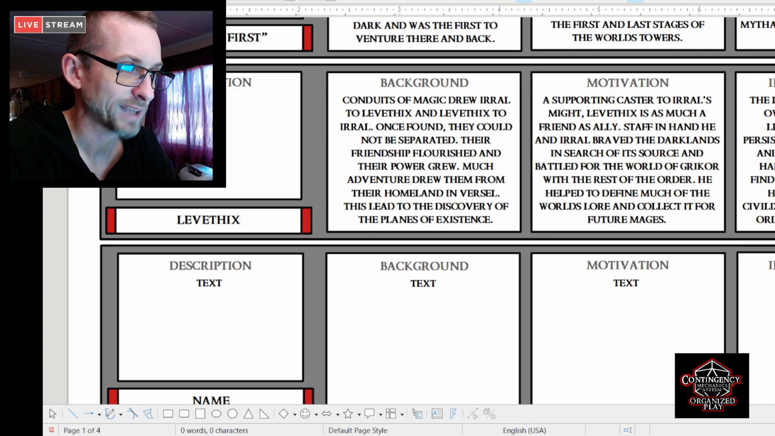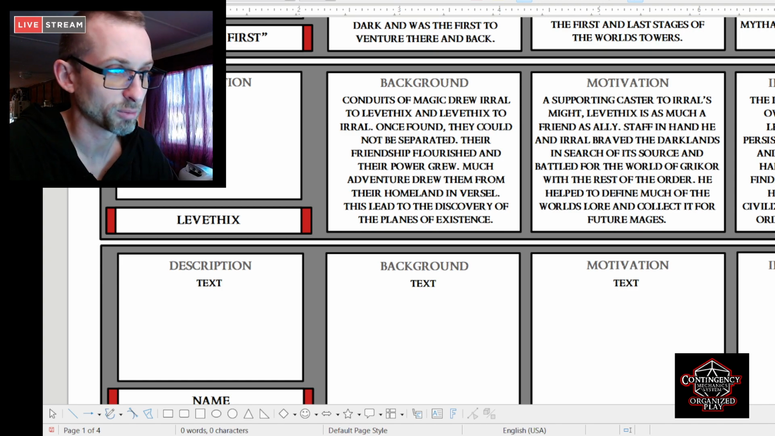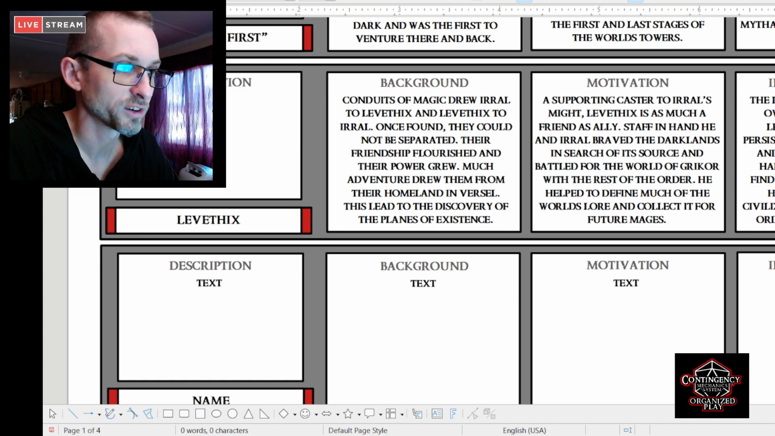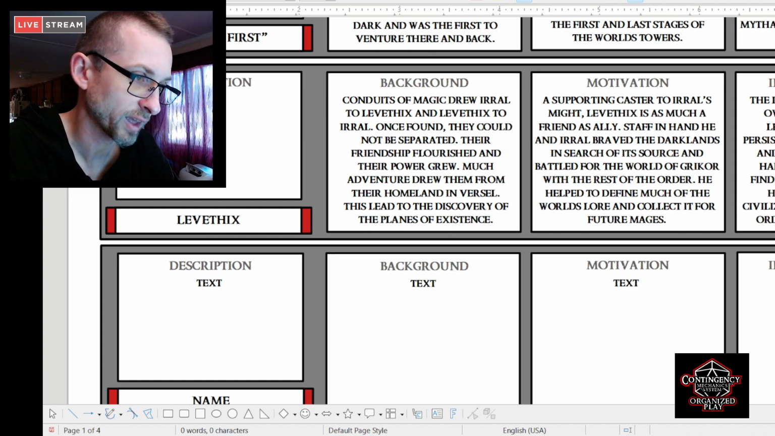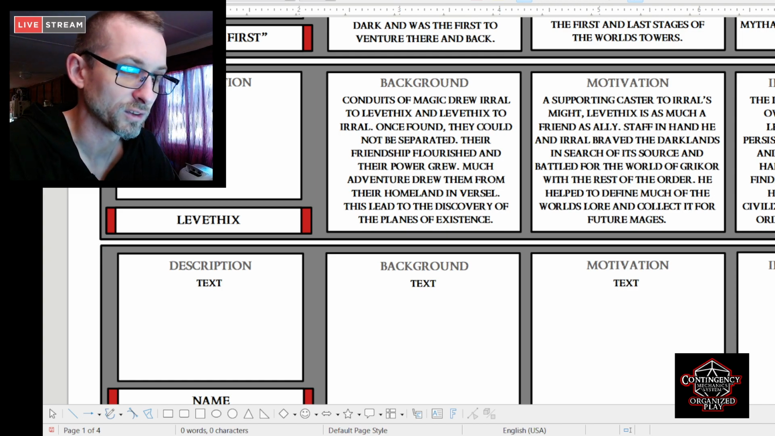So, conduits of magic drew Aral to Levithix, and Levithix to Aral. Once found, they could not be separated. Their friendship flourished, and their power grew. Much adventure drew them from their homeland in Versailles. So we've depicted a few things in there. This leads to the discovery of the planes of existence. So we've given some options in there as well.